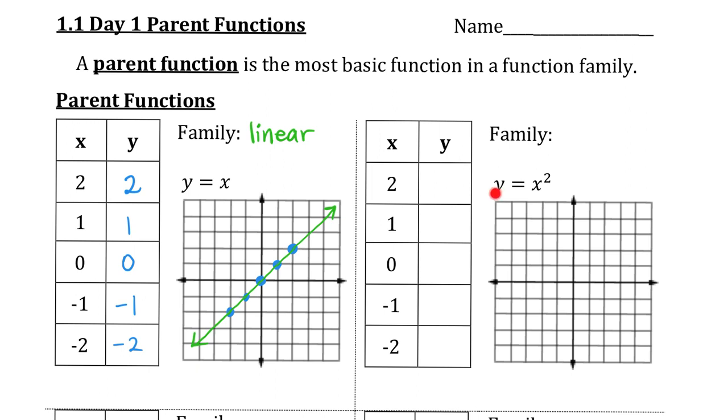Okay, the next one is y equals x squared. So I'm going to plug 2 in. 2 squared is 4. 1 squared is 1. 0 squared is 0. Now, if you plug in negative 1, negative 1 squared is negative 1 times negative 1, which is positive 1. Negative 2 times negative 2 is positive 4. Okay, let's go ahead and graph these. 2, 4 is up here. 1, 1. 0, 0. Negative 1, positive 1, negative 2, and positive 4.